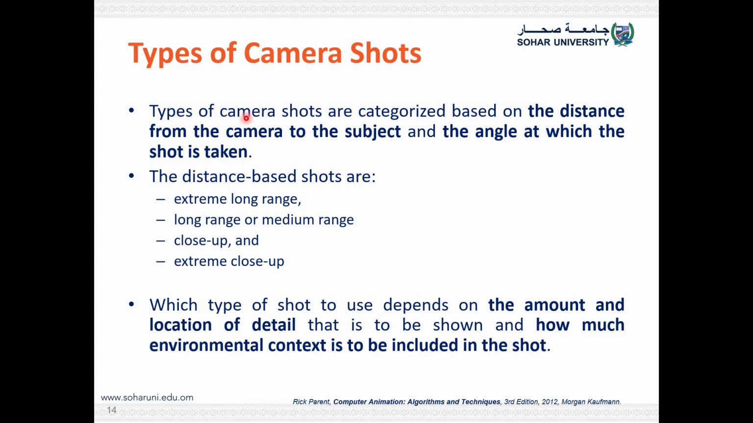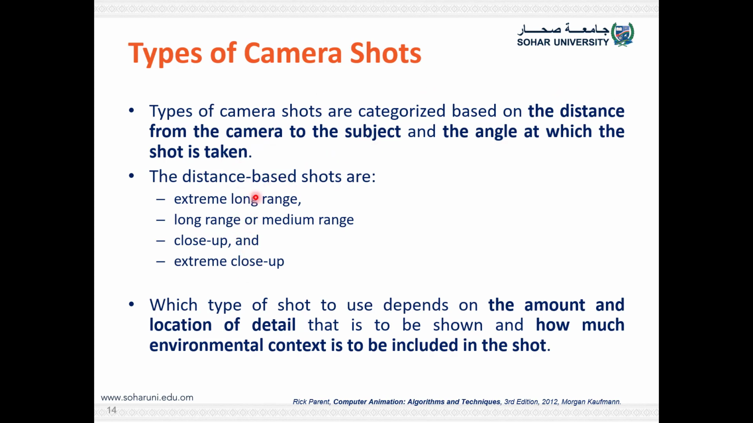The first category is the types of camera shots, as you can find here, categorized based on the distance from the camera to the subject. So the distance between the camera and the subject, and the angle at which the shot is taken, the angle of the camera. Now, regarding the distance-based shot, this is what we call distance between camera and subject.